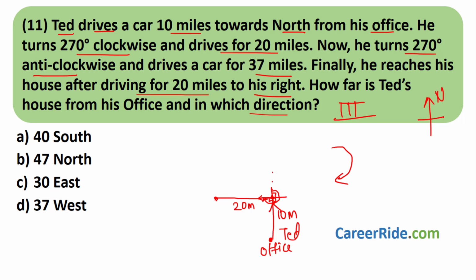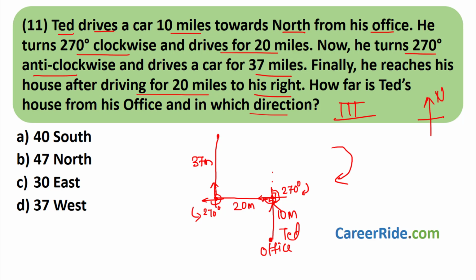Now, what does Ted do? He takes a 270 degrees anti-clockwise turn. So this is anti-clockwise. Now Ted is facing in this direction. So let him take 270 degrees anti-clockwise. 90, 180, 270. So now Ted will face in this direction. Correct? This is 270 degrees. This is also 270 degrees. This is clockwise. This is anti-clockwise. Now Ted is facing in this direction and Ted drives for 37 miles. Okay, this is 37 miles.